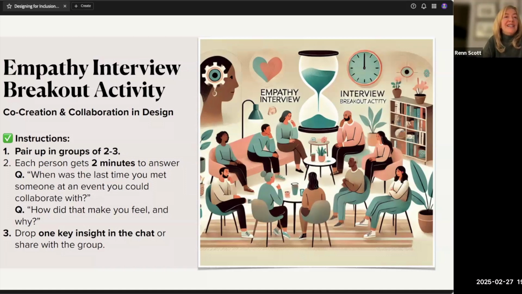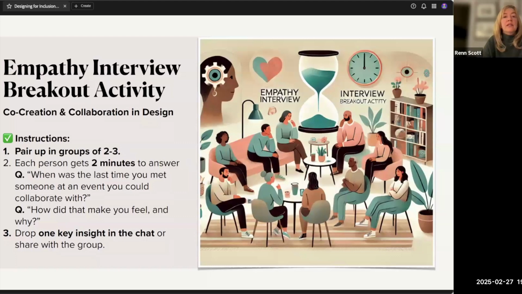So as mentioned, inclusive design is not just a trend. Co-creation isn't just a design concept. It happens in everyday life, whether we're at work, in a team, or during an event like this. We've all had moments when a great collaboration changed our perspective or led to something really valuable.